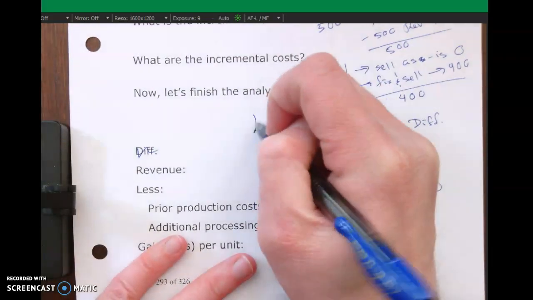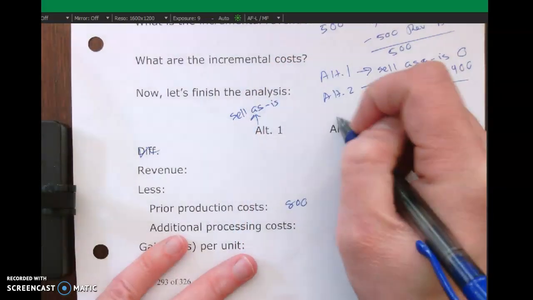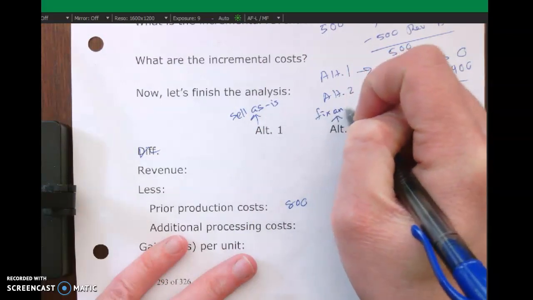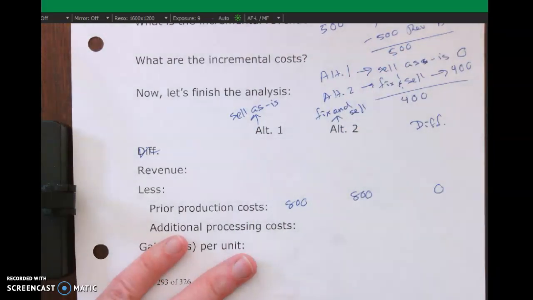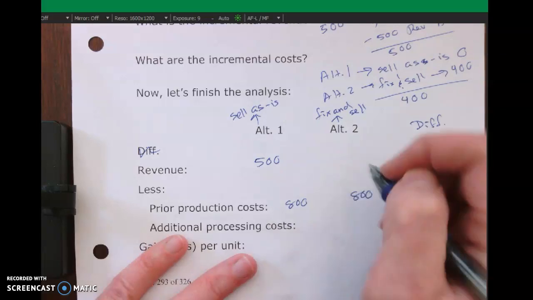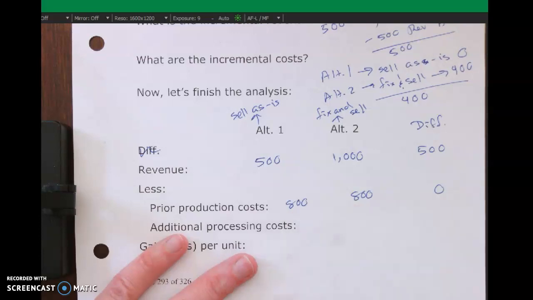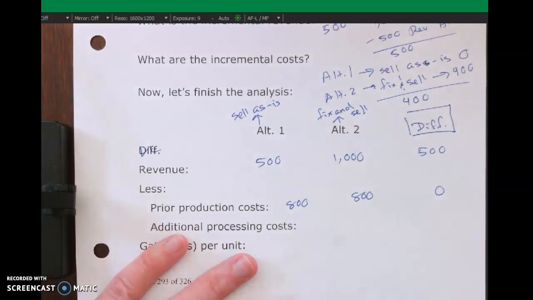Here I'll say sell as is is alternative 1, and fix and sell is alternative 2. My revenue, if I sell it as is, is $500. If I fix it up and sell it, it's $1,000, which gives me the difference in revenue of $500, which is my incremental revenue. Less my prior production costs, I just included that, but because I'm going to be looking at this column to solve the problem, I don't even really need it. I put it in just to show you why it doesn't matter.